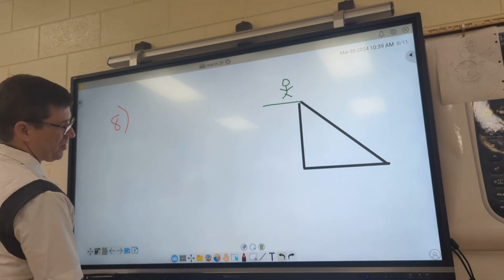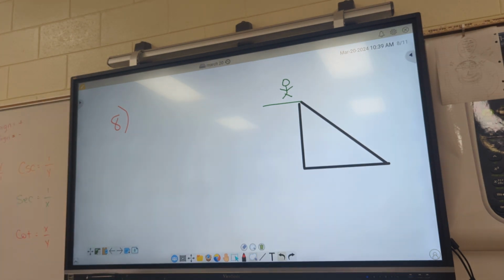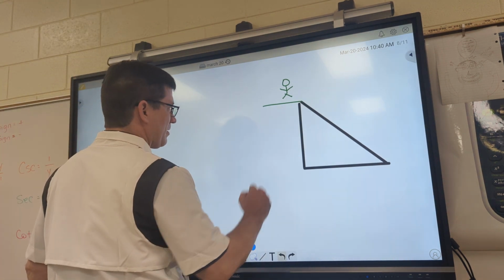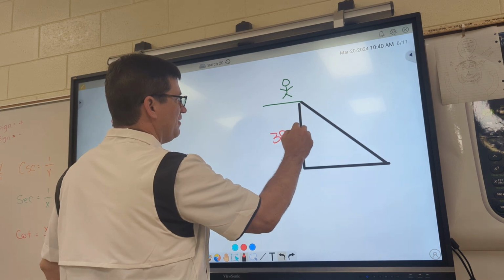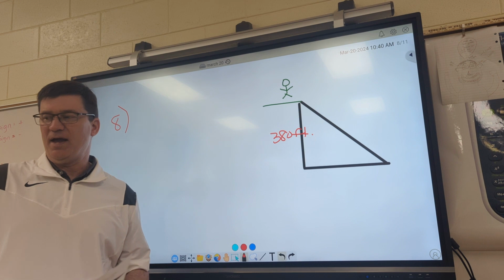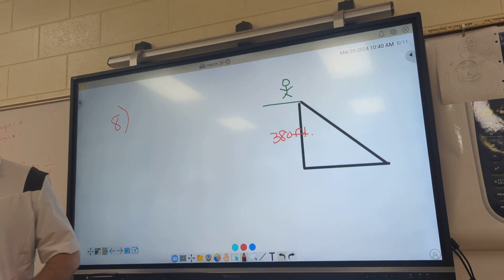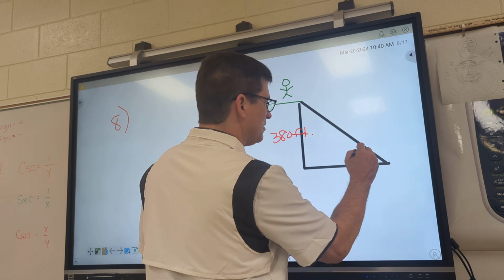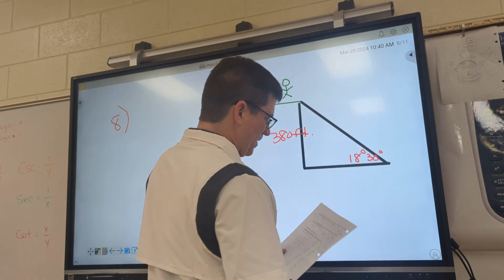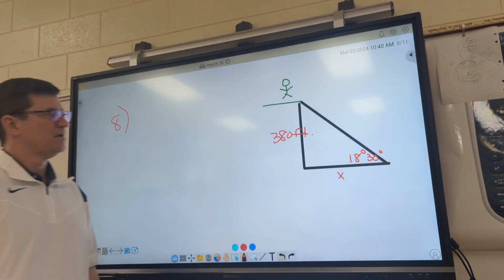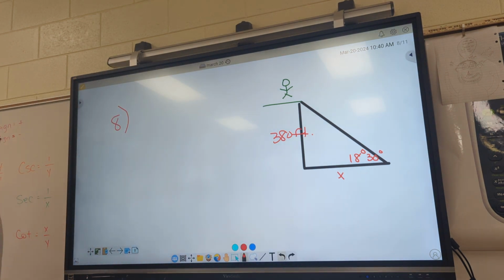All right, so number 8, let's see how you set it up. We got Tom on top of a 380 foot cliff. So this side right here has got to be 380. It says the angle of depression. Remember, angle of depression and angle of elevation are always the same thing. It's the bottom angle. It's 18 degrees, 30 minutes. How far is the boat from the bottom of the cliff? So right here's your X. All right, which formula is going to match this one up?